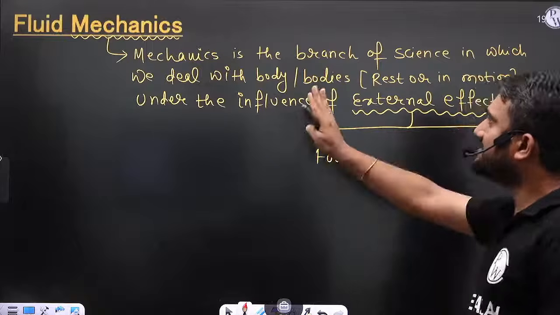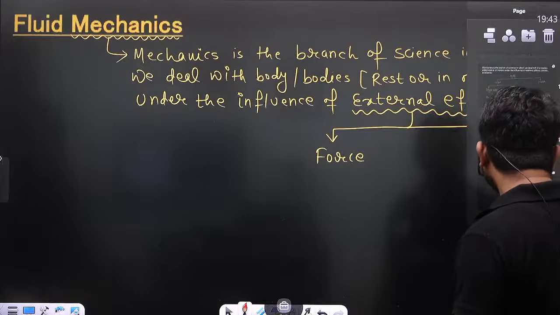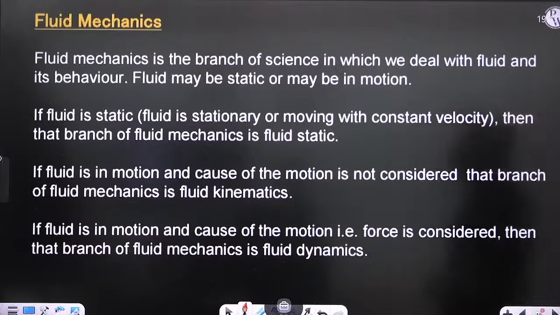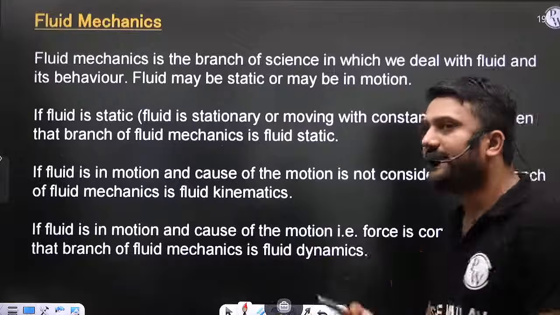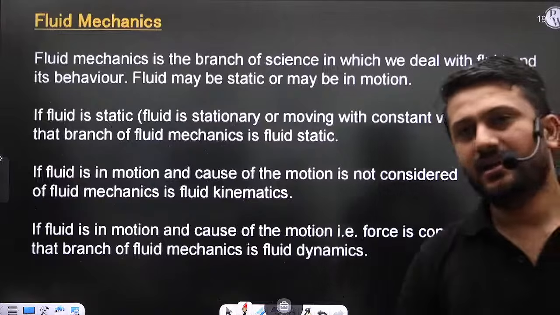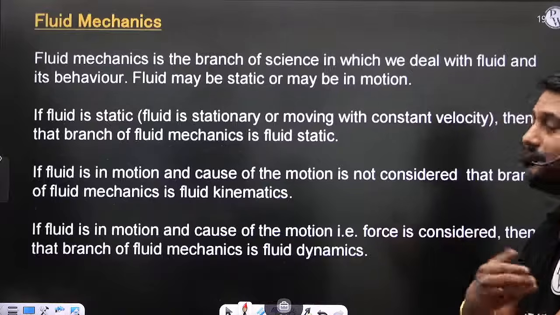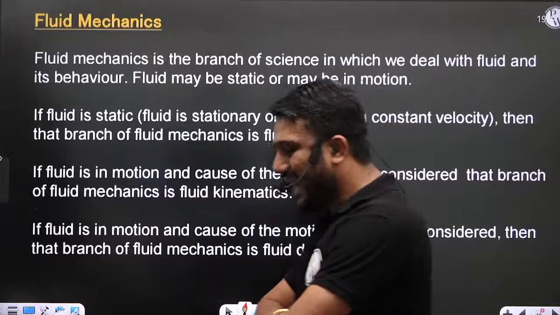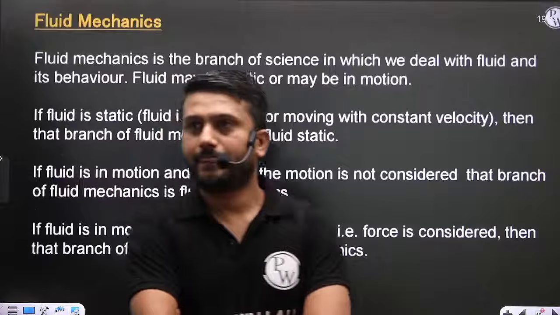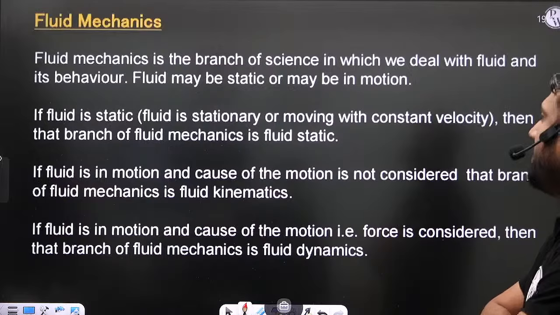Now, we understand mechanics, right? But what is fluid mechanics? Fluid mechanics is the branch of science in which we deal with the fluid and its behavior. The fluid may be static or may be in motion.